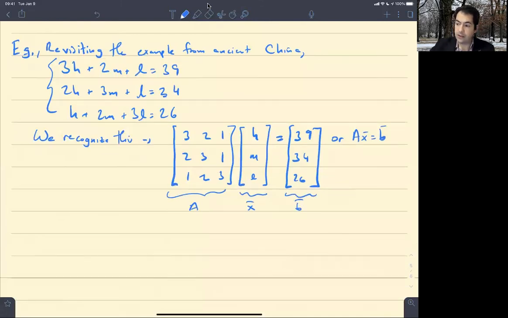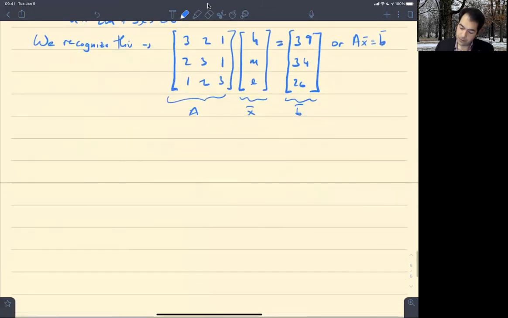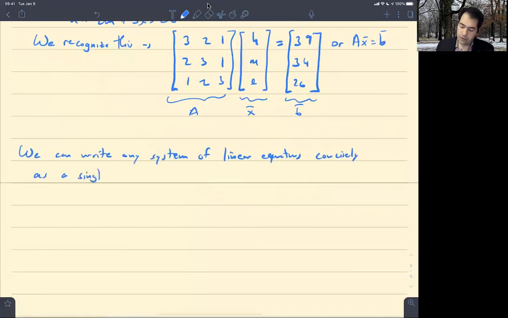So in general, we can write any system of linear equations concisely as a single matrix vector, well, actually vector valued equation. It wouldn't be a system, it would be a single equation. So as a single vector valued equation in this way.